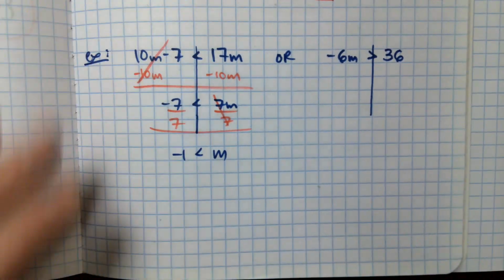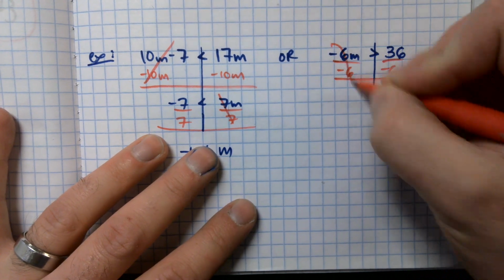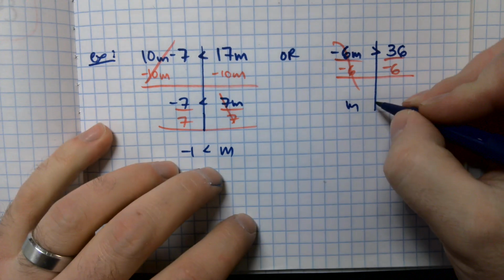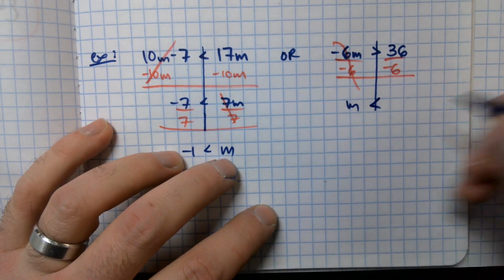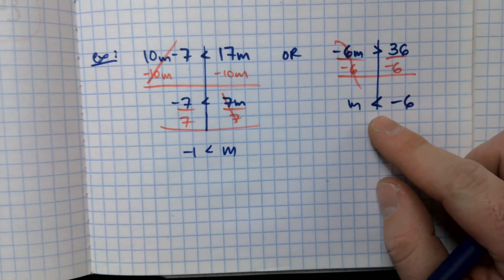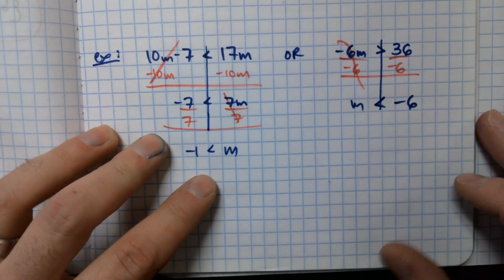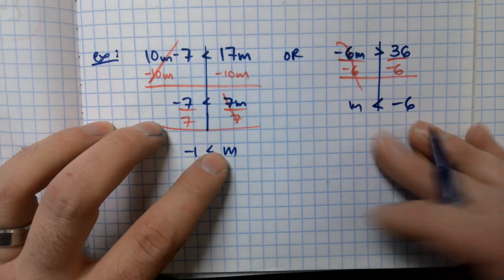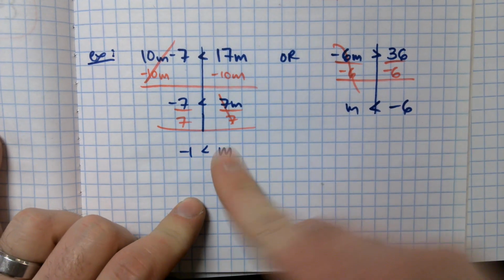Okay. Over here, I'm going to divide both sides by -6. And I get m is what? Less than -6. Why less than? Because, Oscar? Divided by a negative, got to flip the symbol. Give me a thumbs up if you remember to do that. Good. Most of us, hopefully all of us. So less than -6, greater than -1.